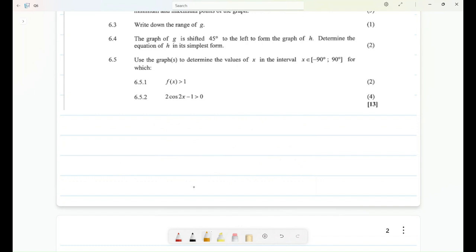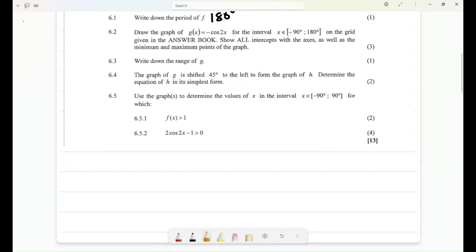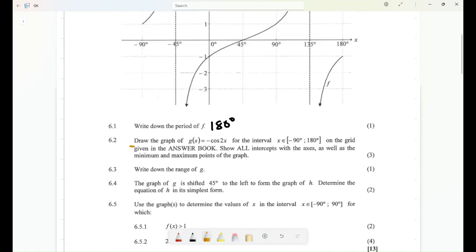Okay. Now they say to us, draw graph of g of x. It is equal to that one in the interval, blah, blah, blah, on the grid given on the answer sheet. I'll use this one, okay?